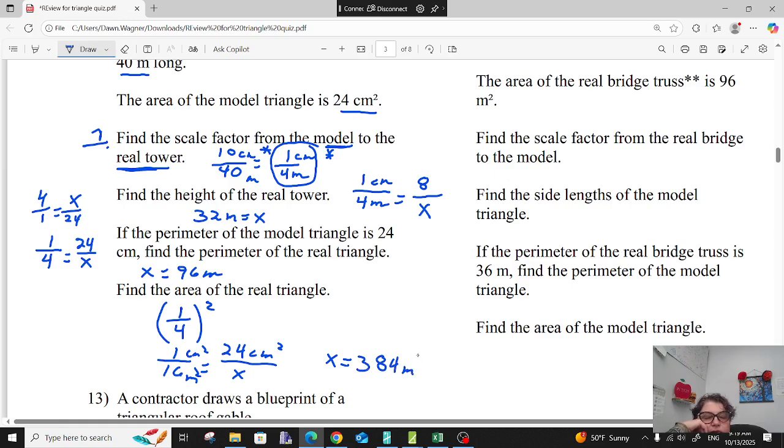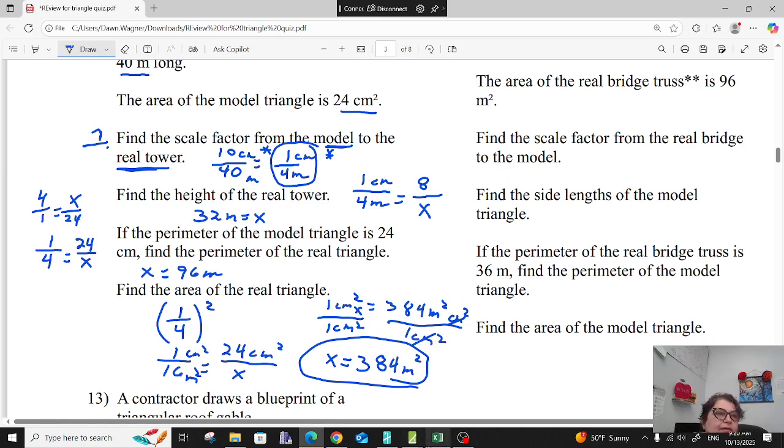384 meters squared. Now, if you want to see the unit cancellations, it'd be 1 centimeters squared equals 3, and then x, sorry, and 384 meters squared, centimeters squared. But then when you divide by the 1 centimeter squared, your centimeter squared cancels out, and that's why you're left with meters squared.